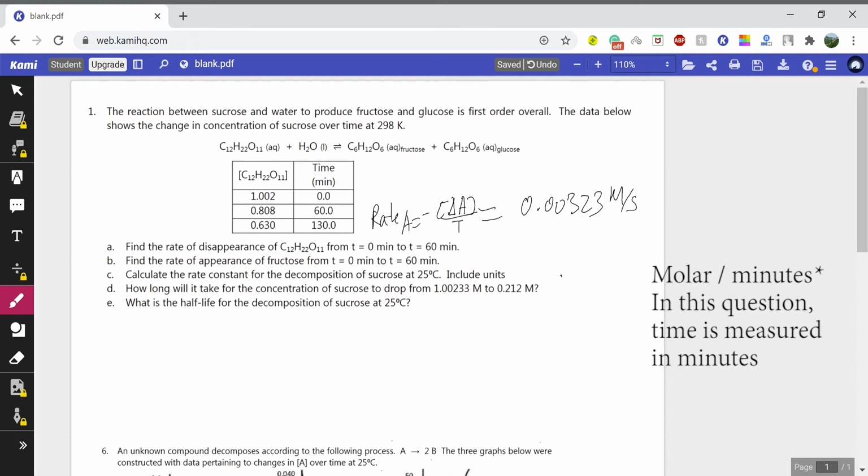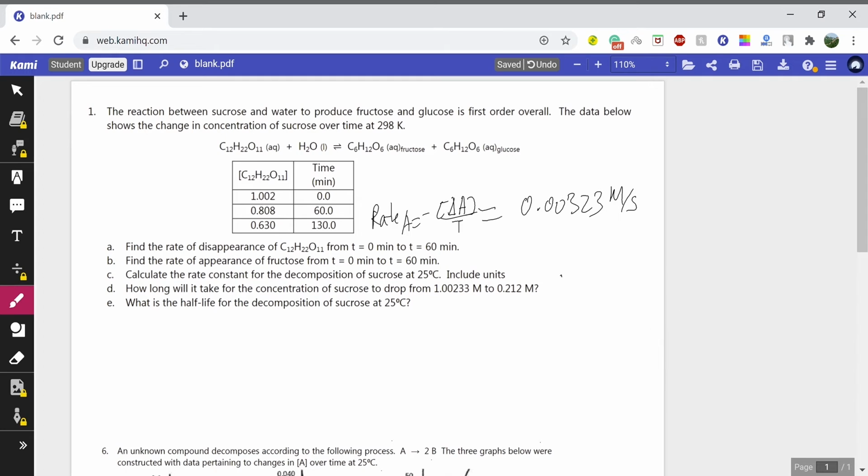Find the rate of appearance of fructose. Let's see what that is. That is this one. Now we can use the molar ratio. First, we just found C12H22, so it's this one. We found this one, now we're looking for this one. The molar ratio is the same, so with stoichiometry times 1 divided by 1, which gives us 1, this will also be 0.00323 molar per second, because the molar ratio compared to the previous one we just found is the same.